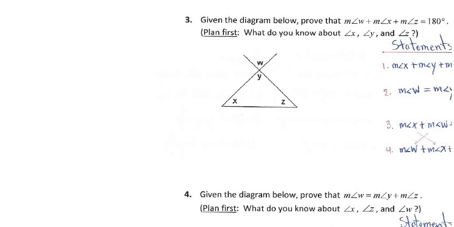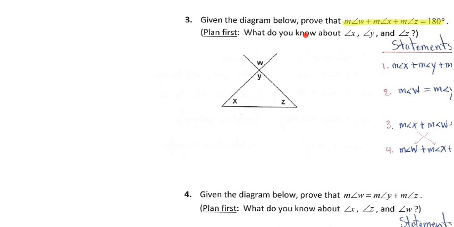So number 3 says, given the diagram below, prove that measure of angle W plus measure of angle X plus measure of angle Z is equal to 180. So this would be the conclusion that we want to get at the end. So this will have to be the last statement in the proof. And the guiding question is here.